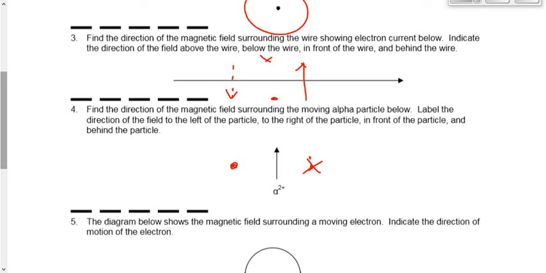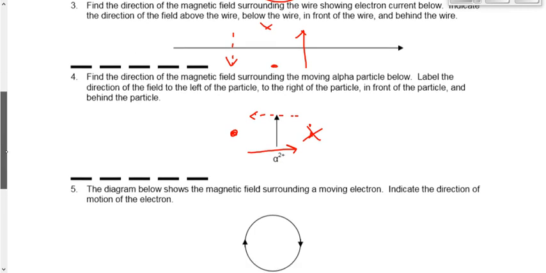Okay. Right now, my fingers are in front of the wire and they're pointing towards the right. Right now, my fingers are behind the wire and they're pointing to the left, right? So we draw that one to the left. The dotted line, by the way, just means behind the wire. Good? What about the next one, number five?